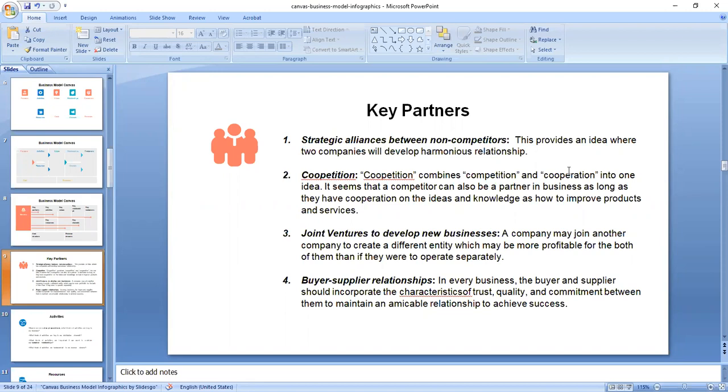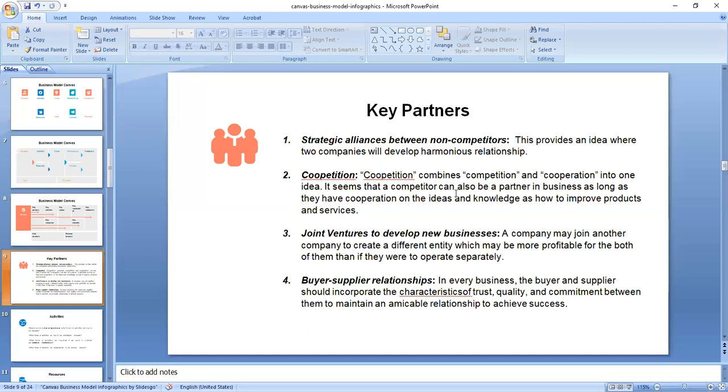So that is why I ask you if you have any idea of companies that are existing individually but are helping each other at the same time. So they are forming what we call strategic alliances. Then the first time that I met this word, co-opetition, I thought there was a mistype, but it's really co-opetition. So this combines competition and cooperation, merged into one idea.